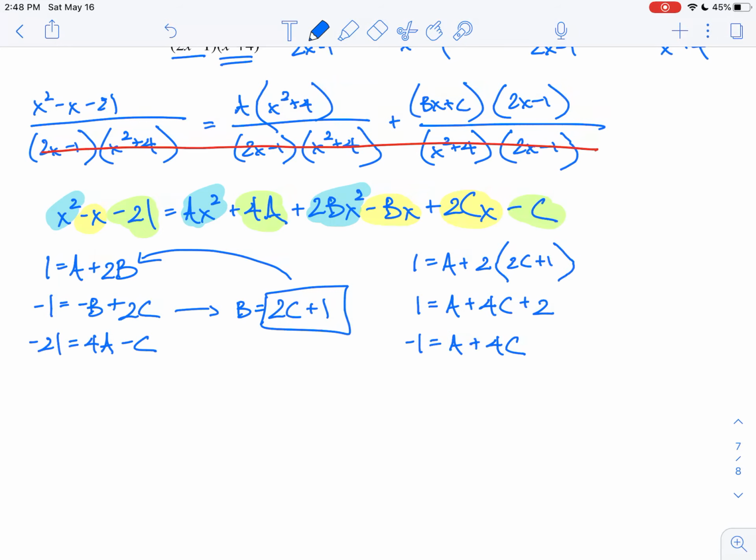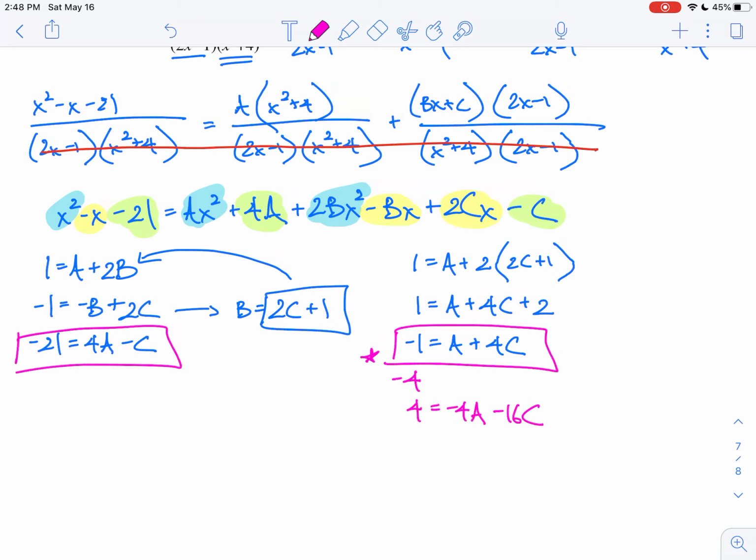And we're going to combine this equation with this equation to find my a and c. Now I'm going to go ahead and multiply this equation by negative 4, and that will give me 4 equals negative 4a minus 16c. And when I add that to this equation, those a's are going to go away. I'm going to get negative 17 equals negative 17c, or I will get c equal to 1.